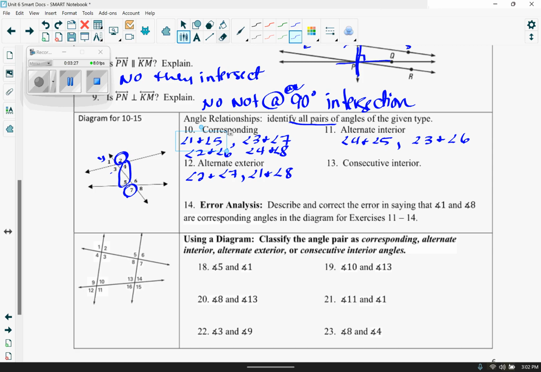Consecutive interior, let's erase over here. Consecutive interior, so that would be these guys. So angle 3 and angle 5. Angle 4 and angle 6.